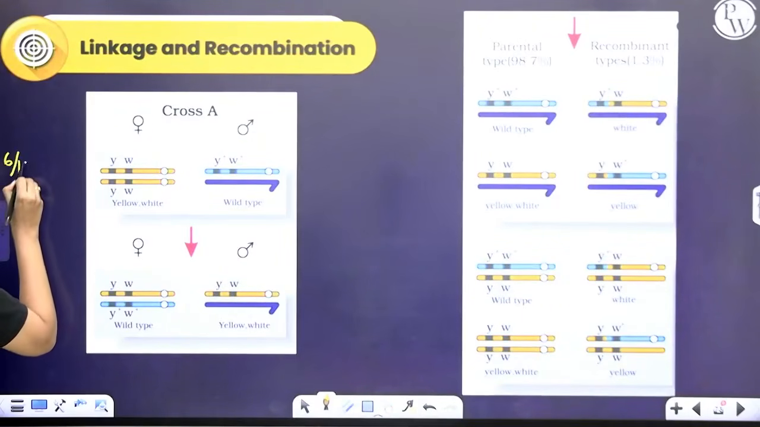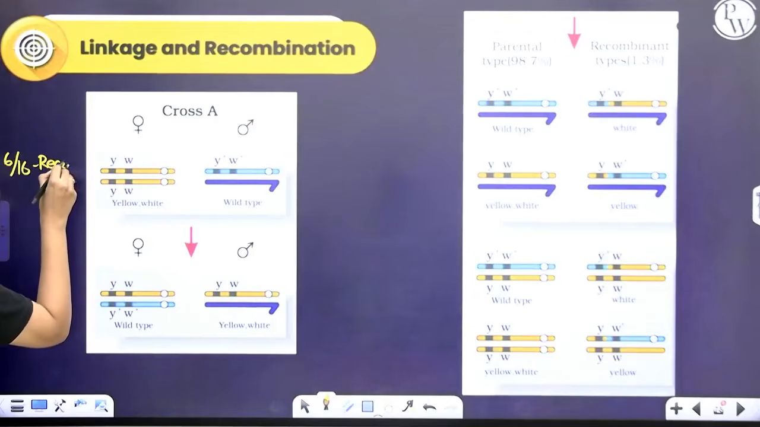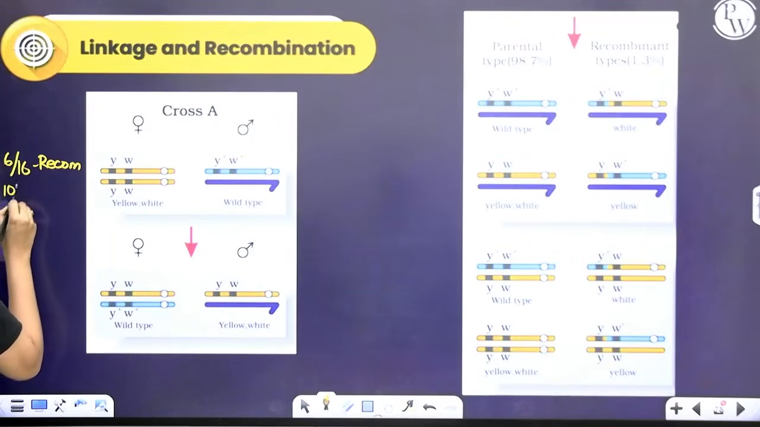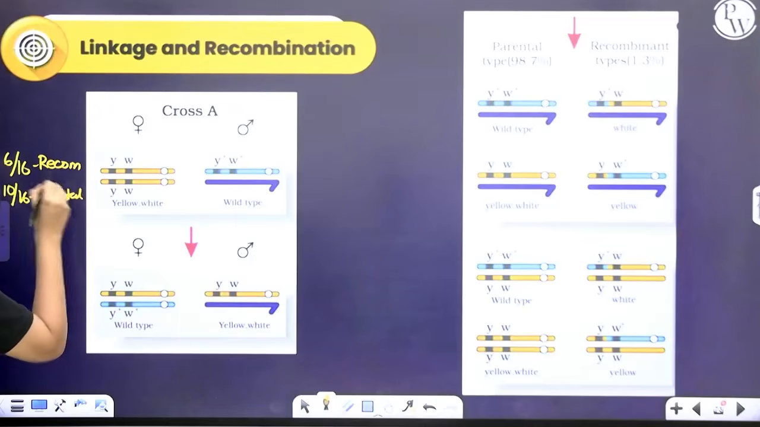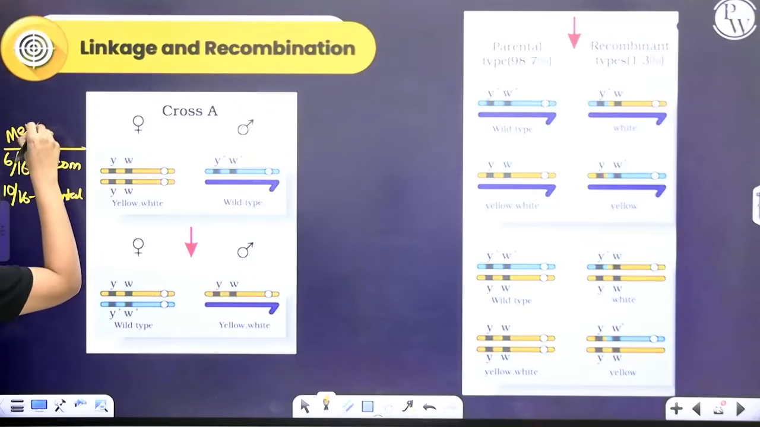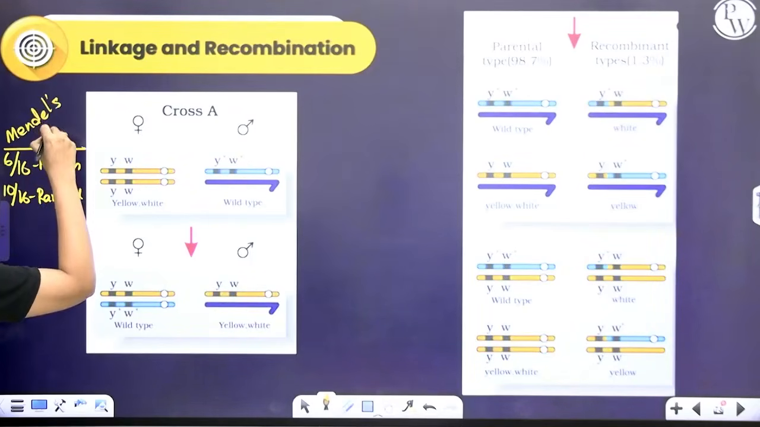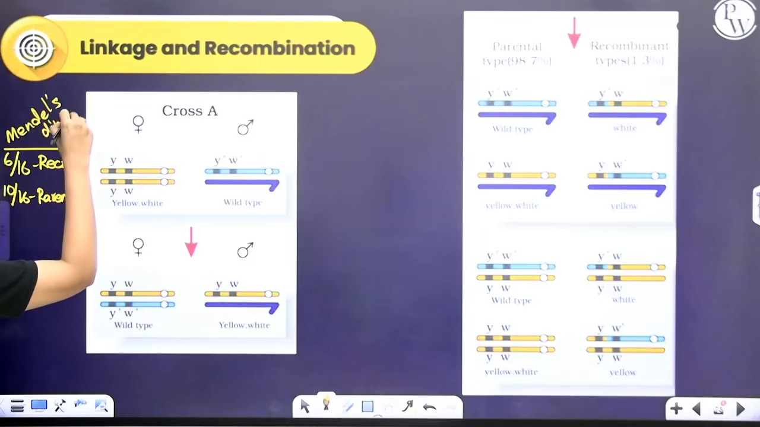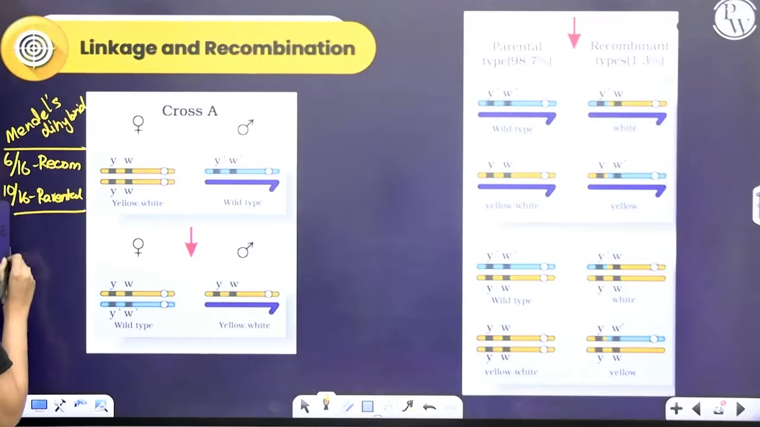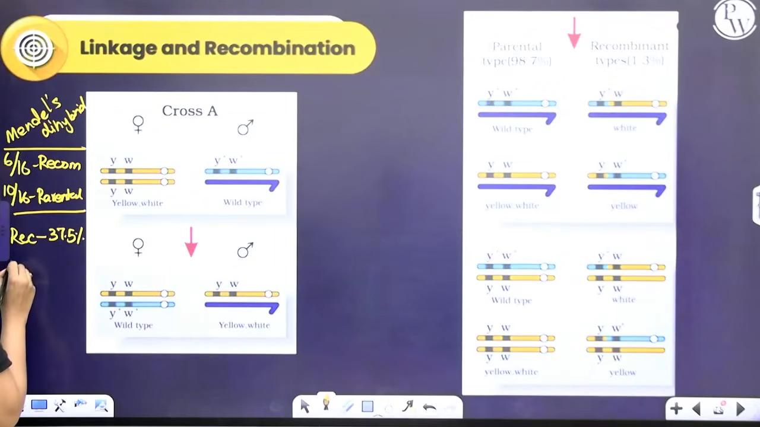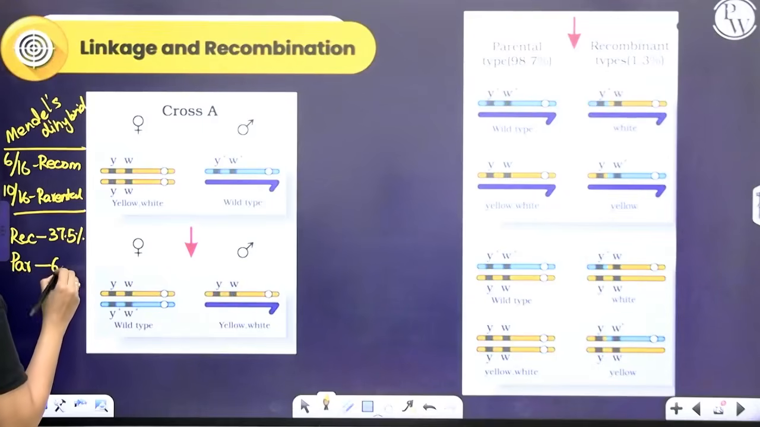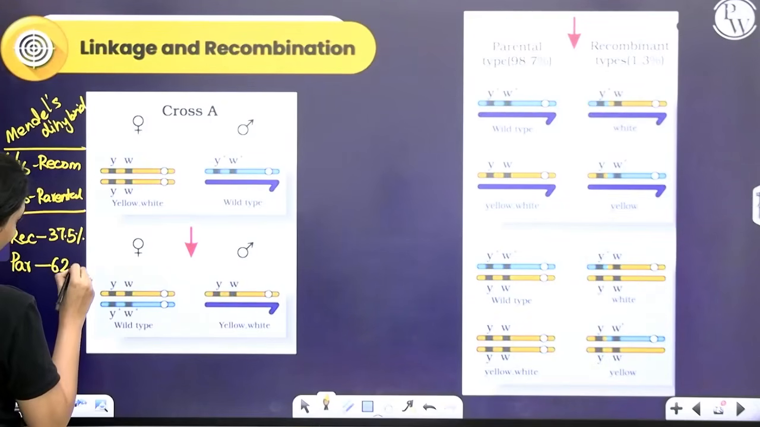According to Mendel, in his dihybrid cross results, he obtained 6 out of 16 as recombinants, 10 out of 16 as parental types. Right? This is Mendel's dihybrid cross. In that case, recombinants would be 37.5%. Parental type would be the remaining, which is 62.5%.